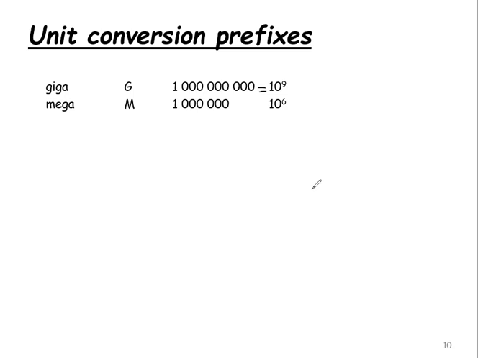Then you've got mega, which is equivalent to 10 to the 6. Then you've got kilo, right? Kilo means 1,000 and is equivalent to 10 to the 3. In a test, you will be given the conversion units, but not all the time. We will be giving them to you for now, but in the final exam, you need to know them by yourself.